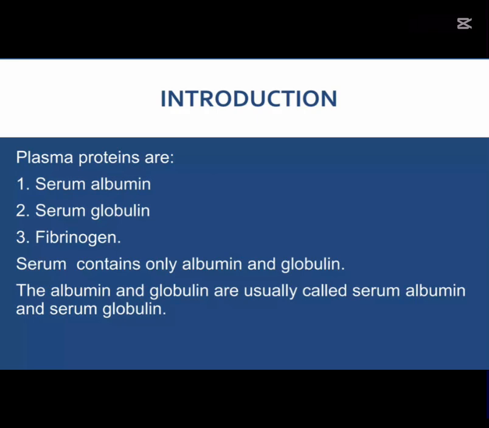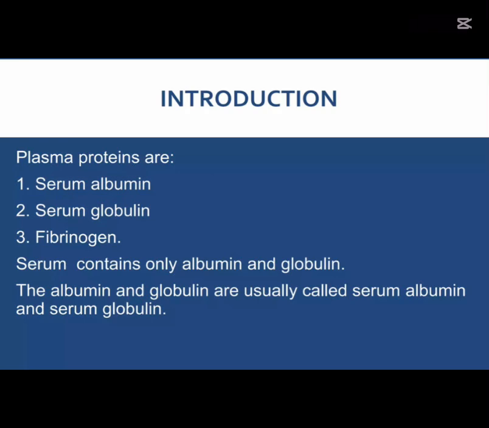But if you want to get the serum part, what do you have to do? You have to not put any anticoagulant. When you don't add any anticoagulant, it clots, and once it clots, fibrinogen has been converted to fibrin. So you only have two parts of plasma protein, which are the serum albumin and serum globulin. Fibrinogen is no more there, or it is only in a small amount. So in plasma protein you have three: serum albumin, serum globulin, and fibrinogen, but there is no serum fibrinogen, just ordinary fibrinogen.